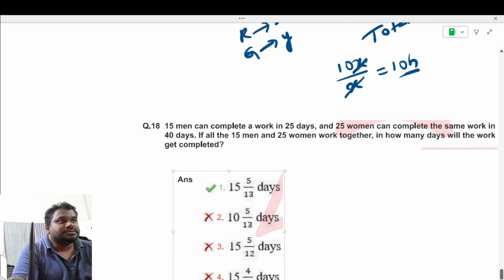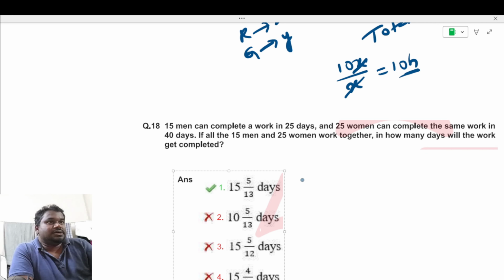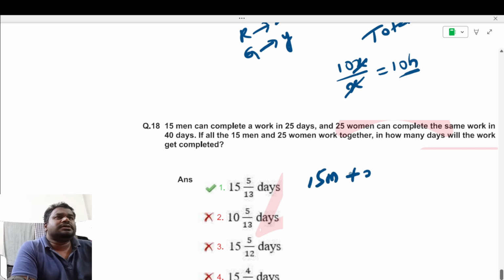The next question: 15 men can complete a work in 25 days and 25 women can complete the same work in 40 days. If all the 15 men and 25 women work together, in how many days will the work get completed? It's a similar type of question. There are 15 men and these 15 men can complete it.